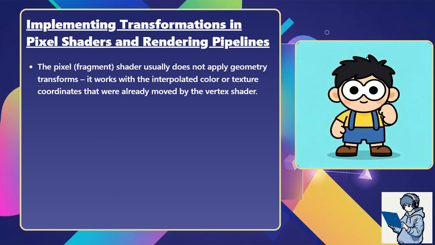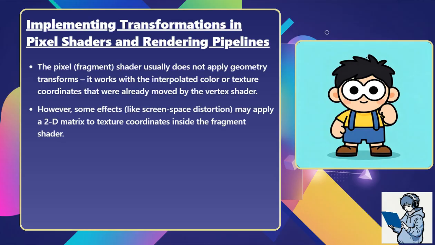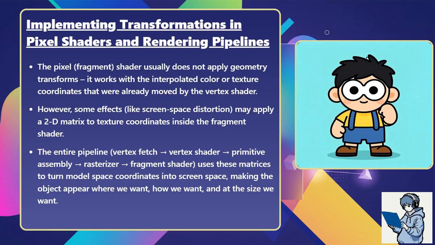The pixel fragment shader usually does not apply geometry transforms. It works with the interpolated color or texture coordinates that were already moved by the vertex shader. However, some effects like screen space distortion may apply a 2D matrix to texture coordinates inside the fragment shader. The entire pipeline, vertex fetch to vertex shader to primitive assembly to rasterizer to fragment shader, uses these matrices to turn model space coordinates into screen space, making the object appear where we want, how we want, and at the size we want.